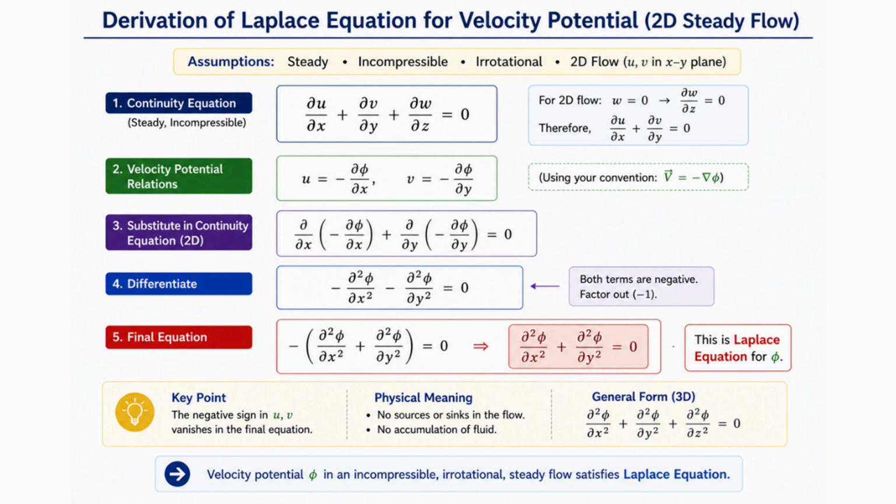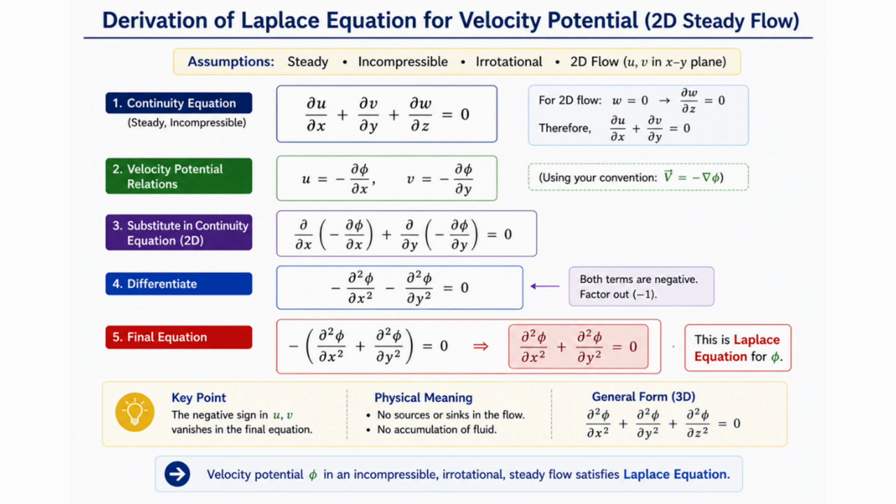Now define velocity, using velocity potential phi. u equals minus partial phi by partial x, v equals minus partial phi by partial y. Substitute into the continuity equation. Partial by partial x of minus partial phi by partial x plus partial by partial y of minus partial phi by partial y equals 0. Differentiate. Minus second partial phi by partial x squared minus second partial phi by partial y squared equals 0.